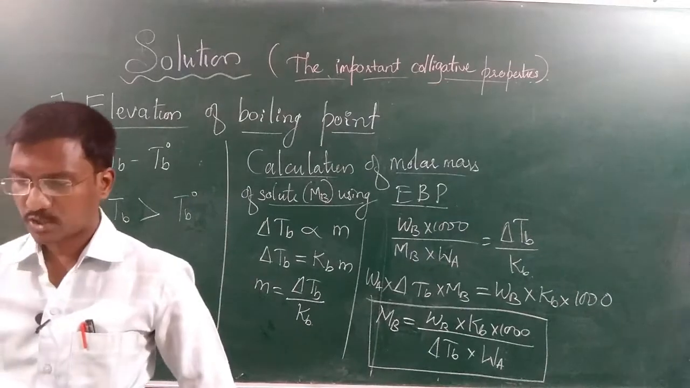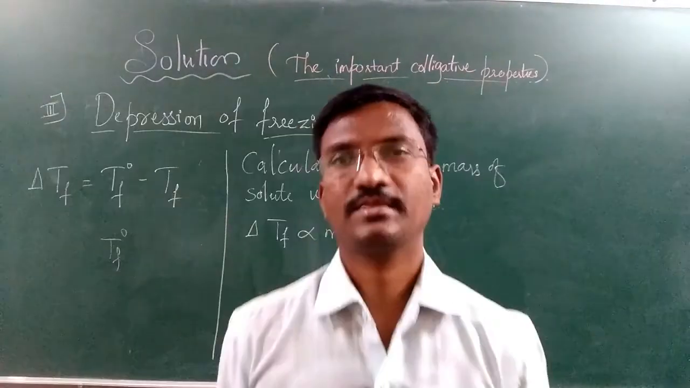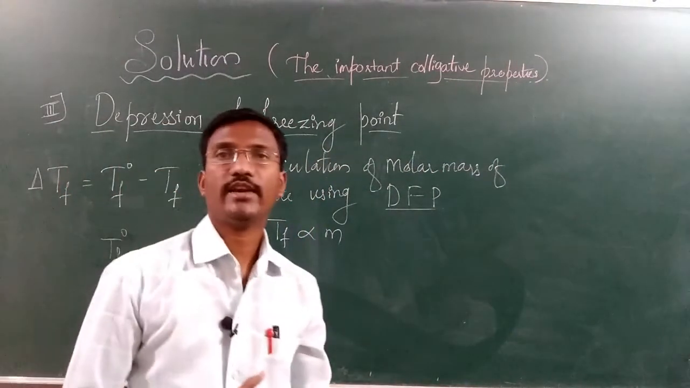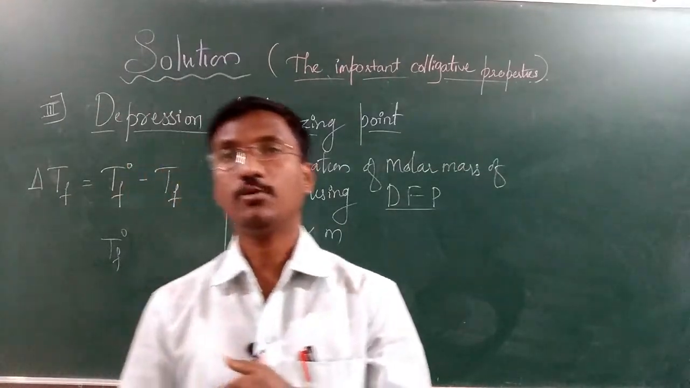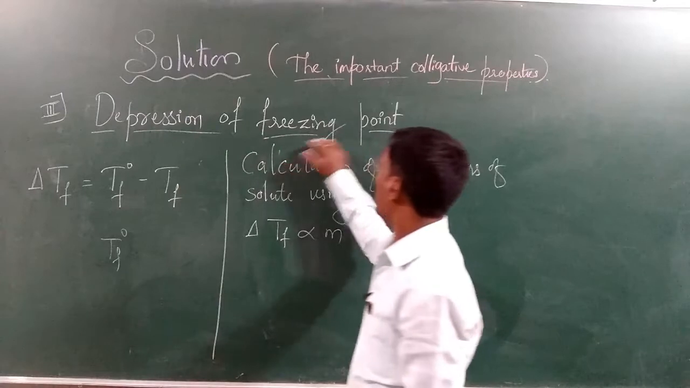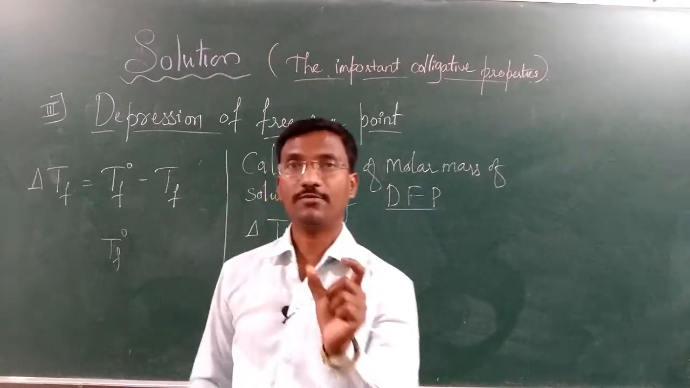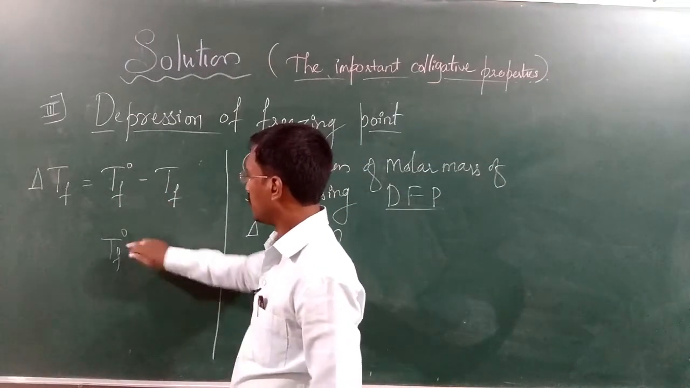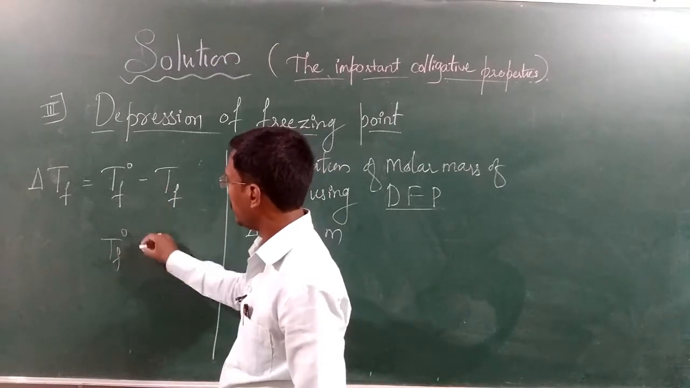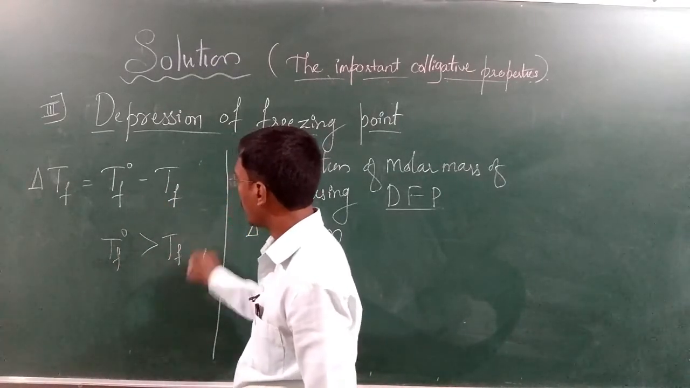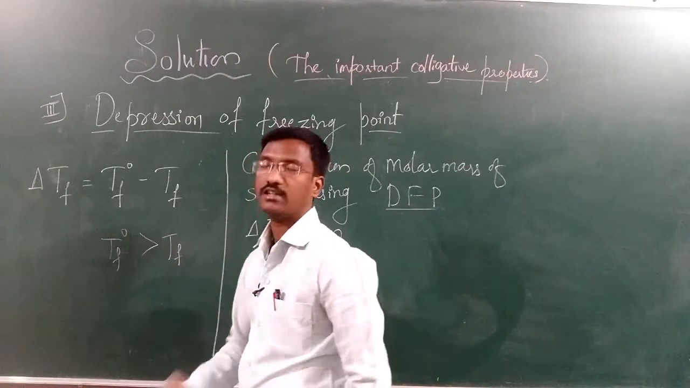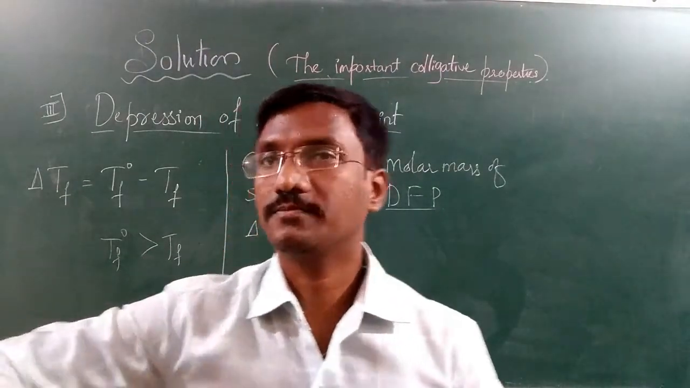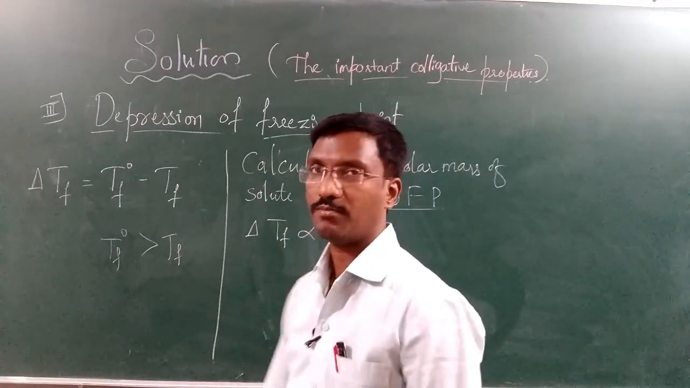So this is about the second property. We will move to the next one, that is depression of freezing point. So the third one is depression of freezing point. Depression of freezing point is the third colligative property. This colligative property explains the temperature difference between the freezing point of the solvent and the solution. Here the freezing point of the solvent is greater than that of the solution. This temperature difference between the freezing point of the solvent and the solution is called depression of freezing point.